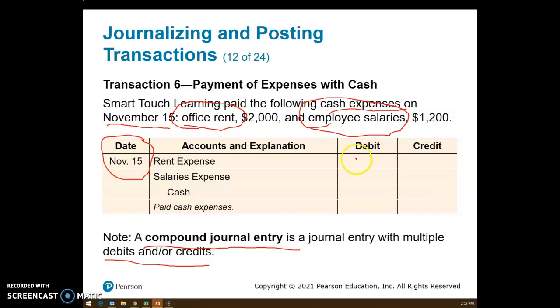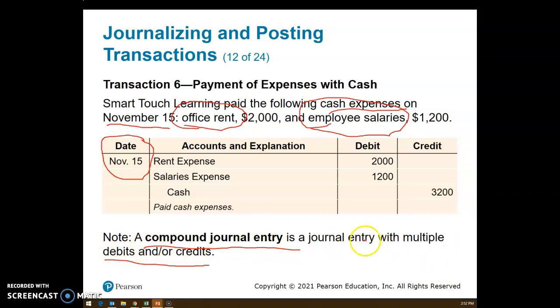I've got my accounts already filled in. I've got rent expense as a debit, salaries expense as a debit. When expenses go up, the normal balance is a debit, and cash is going down. Cash is an asset, so that will be our credit account. So rent expense, $2,000, and salaries expense debit, $1,200. So now cash, just total those. The total cash being paid out, or the total cash decreasing, is $3,200.